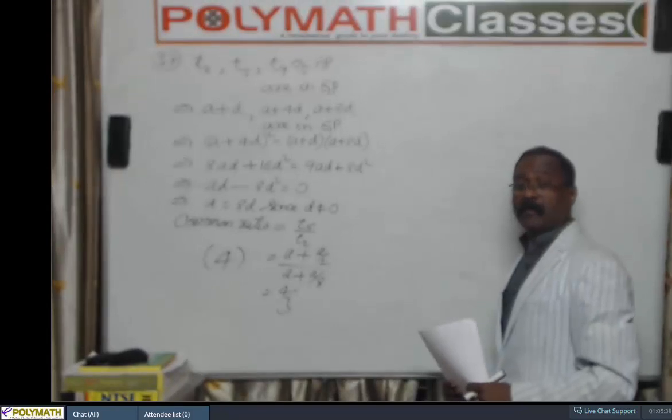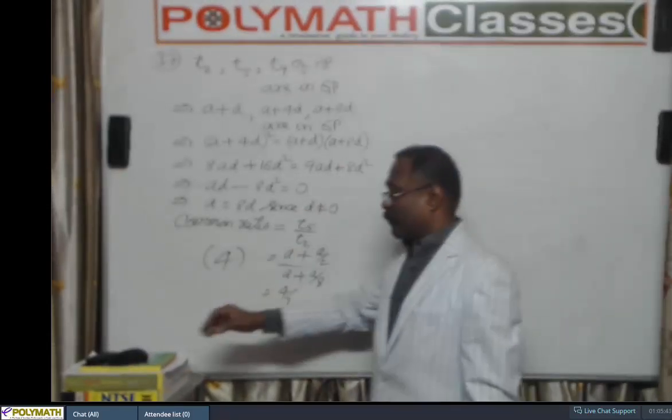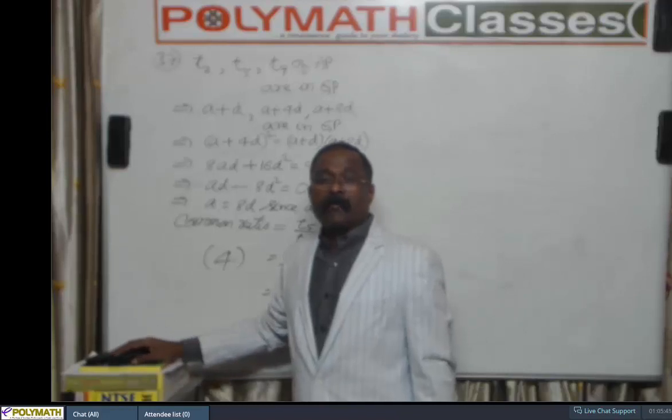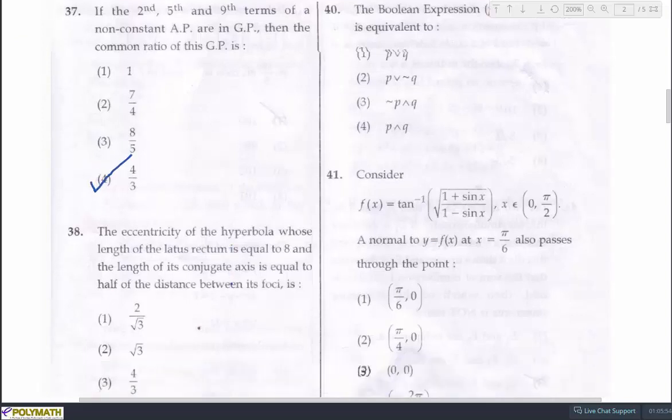So that was the problem related to AP and GP. Now let us go through the next question, and here the option for this is 4. Let us go to the next question.